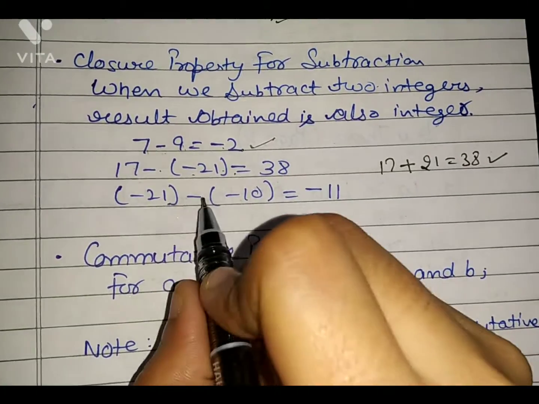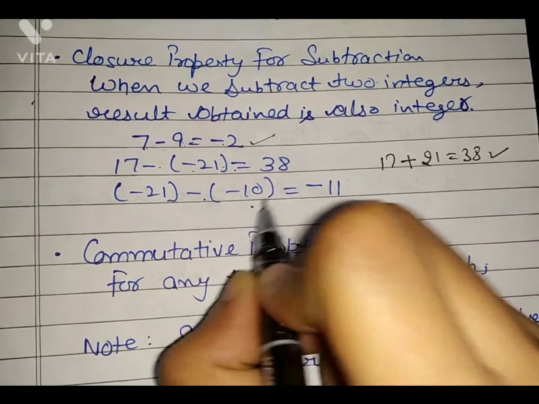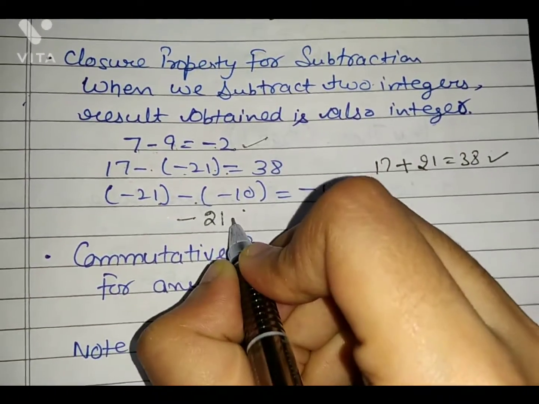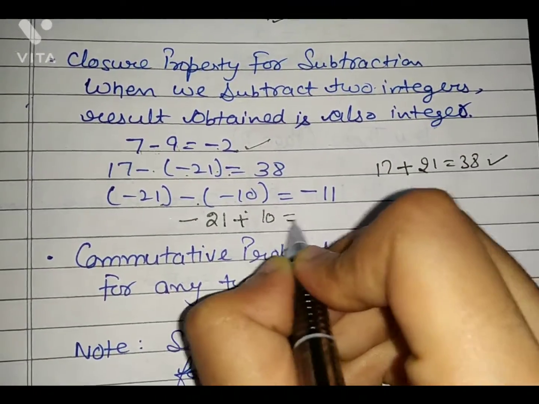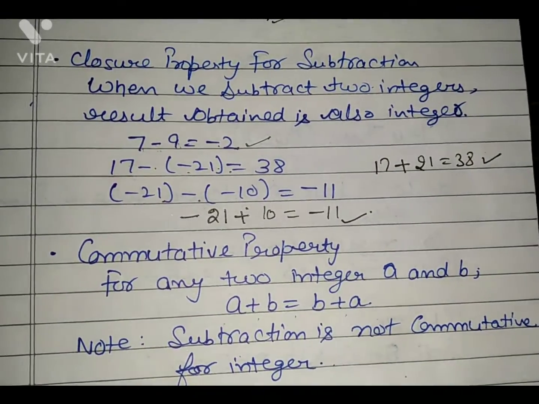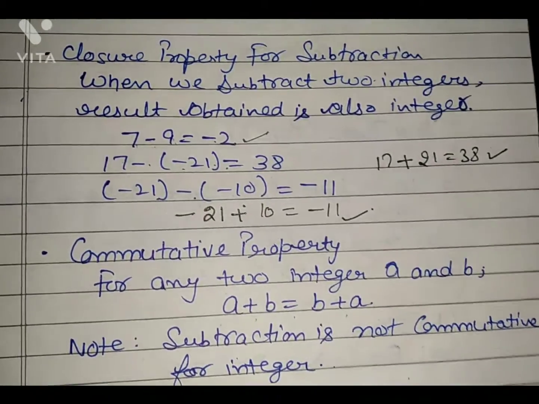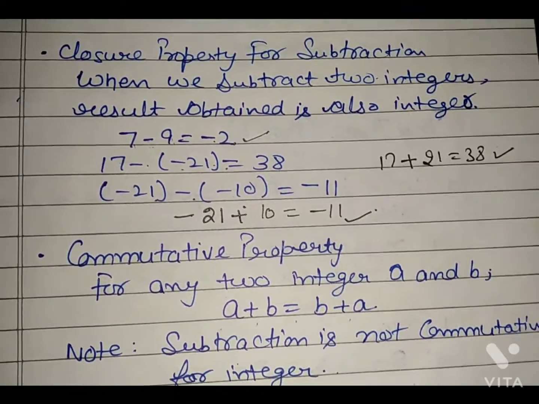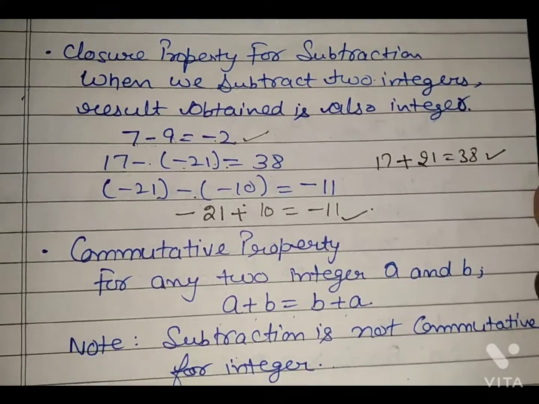Minus 21 minus minus 10. So this becomes minus 21 plus 10, which is minus 11, which is also an integer. So this shows that when we subtract two integers, its result is also an integer.